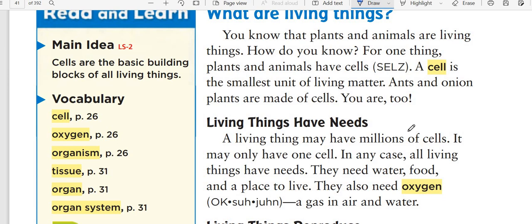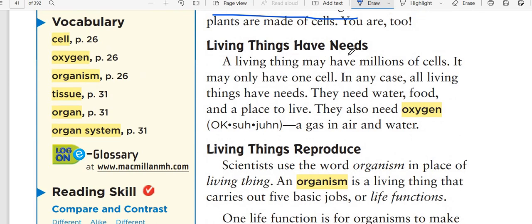Okay, so again, what is a cell? It is a very important definition. The cell is the smallest building unit of living matter. It's like the onion, it's like the ant. In case we don't know the meaning of cell, it's just the building unit. When I put cell beside cell beside cell, it forms the living matter. So living things have needs, and we said the meaning of the word need is the things that we cannot live without.